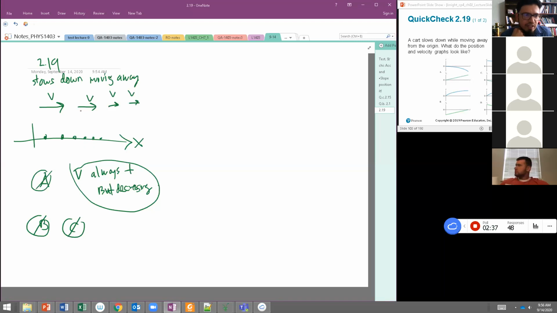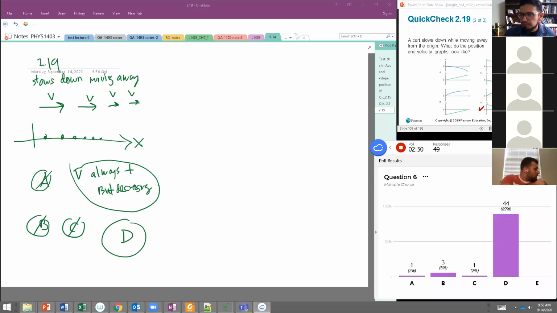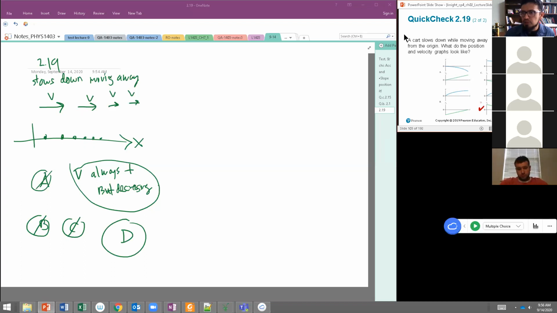And we have positive values for position. So in this case, the answer would be D. Okay. All right. Let's do another one. Hopefully we're getting better at this now.